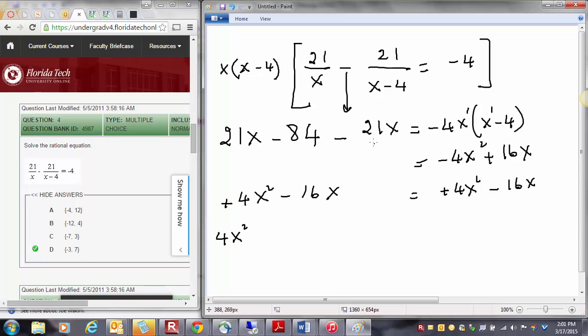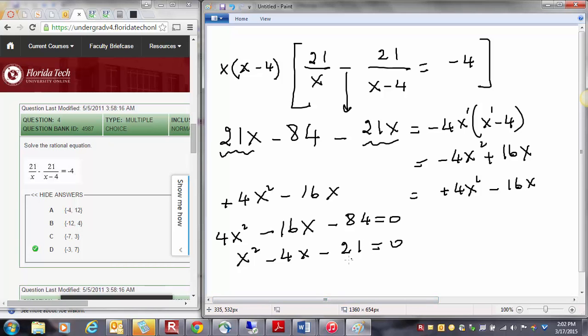Okay, there is no 4x squared, so it's going to stay 4x squared on the left side. Negative 16, negative 21. Oh, we still have a 21x here. Oh, so these will cancel. 21x minus 21x, those will cancel. So we'll end up with only negative 16x. Now, we have minus 84 also. Now, do you see that everything is divisible by 4? That would make my problem much simpler. So x squared, 16 by 4 is 4x. 84 by 4 is 21.